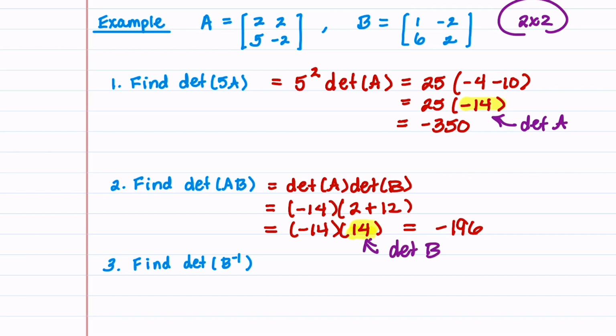Okay, so we have one left. Find the determinant of B inverse. So this is equal to 1 divided by the determinant of B. Determinant of B is 14, so this is 1 over 14.